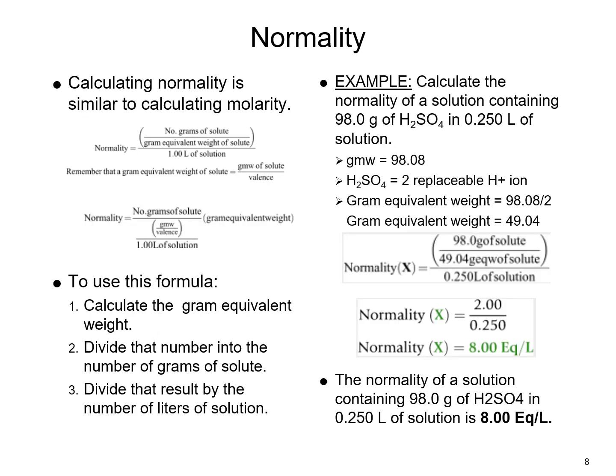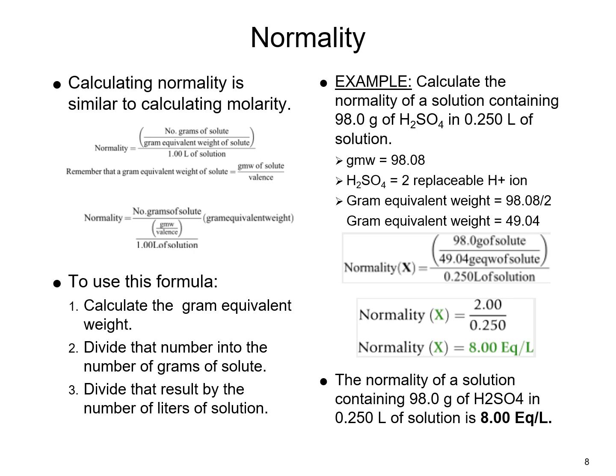Calculating the normality of a solution is very similar to how you calculate the molarity. Here we have the equation listed where normality equals the number of grams of solute divided by the gram equivalent weight of the solute, and then that whole part is divided by 1 liter of solution. You have to remember that the gram equivalent weight of a solute is the gram molecular weight of that solute divided by the valence.